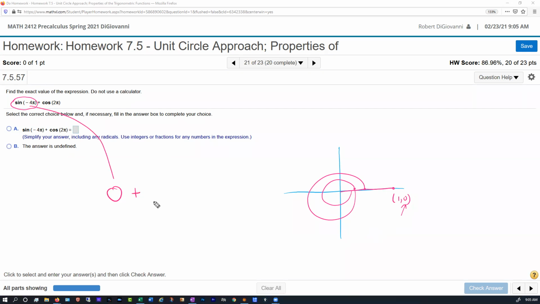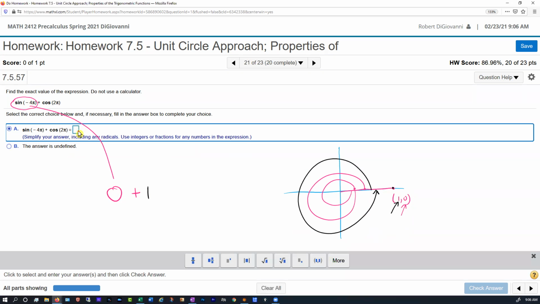Plus cosine of 2 pi. So 2 pi, we go all the way around one time, and cosine will be the x-coordinate, so that should just be 1. So our answer should just be 1. 0 plus 1 is 1.